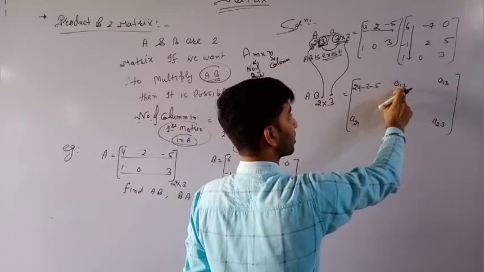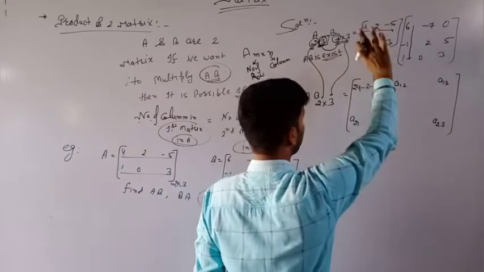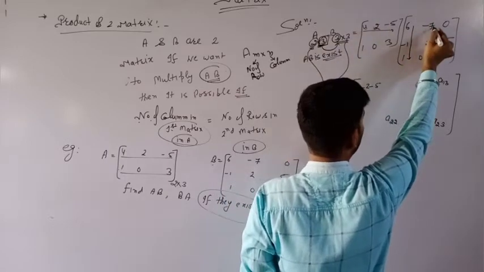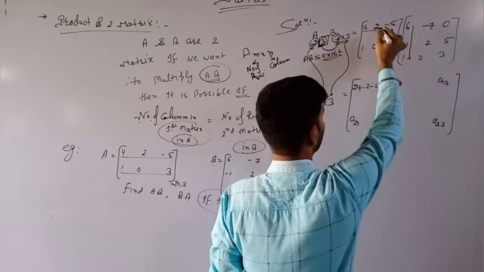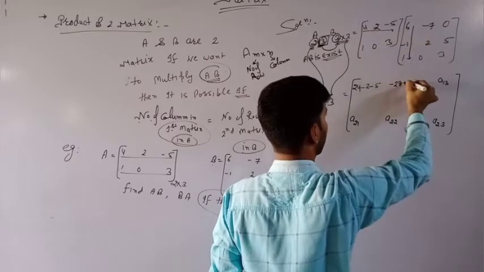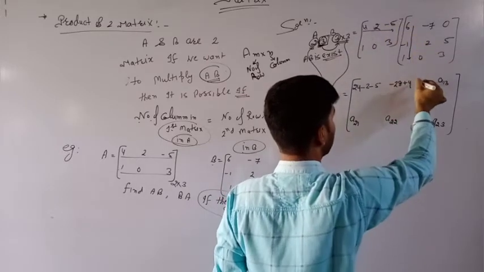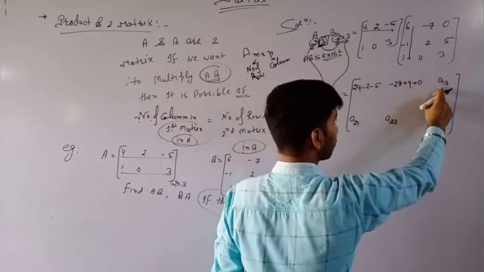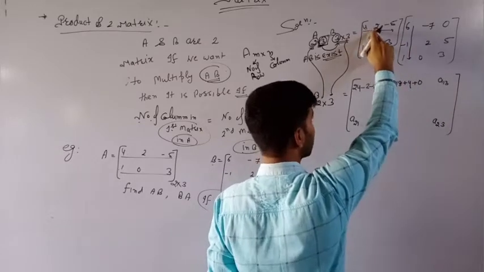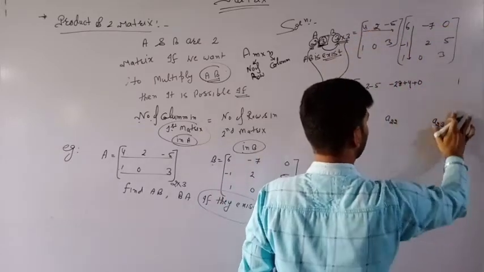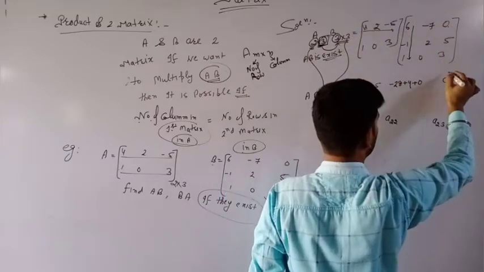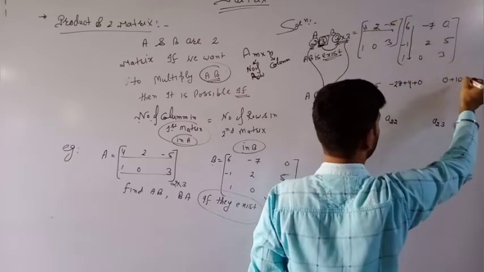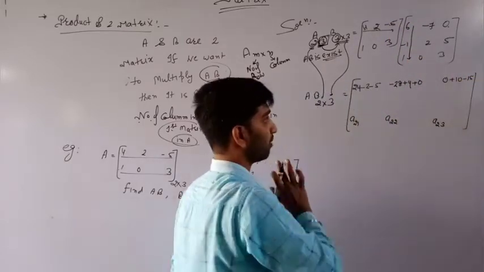A12 is first row, second column. The row is first but the column is second. 4 multiply minus 7 is minus 28. 2 multiply 2 is 4. Minus 5 multiply 0 is 0. Then first row, third column. The row is first but the column is third. 4 multiply 0 is 0. 2 multiply 5 is 10. Minus 5 multiply 3 is minus 15. This completes the first row.